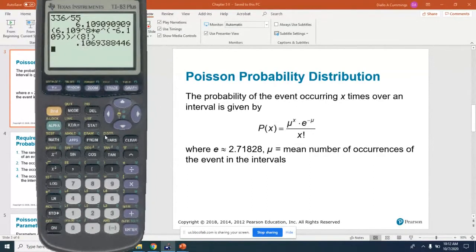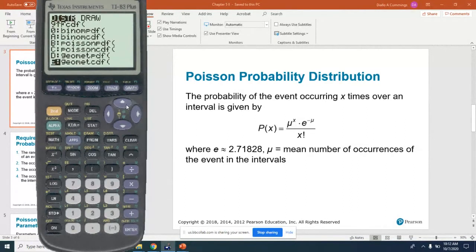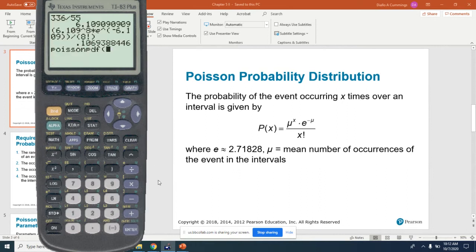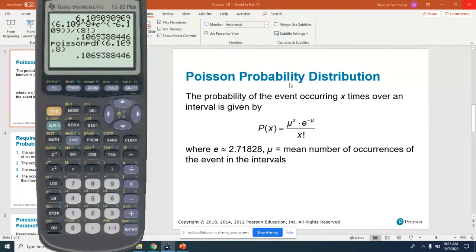So I'm going to go into distribution. So it's second and variables. I'm going to scroll down until I get Poisson PDF. Right, so we're calculating the exact value, so we're using the PDF. I'm going to put in mu, which is 6.19. I'm going to put in comma. I'm going to put in 8. And notice we get the probability 0.1069. Okay, we get exactly the same probability as the formula. So that's equal to 0.1069. All right, so any questions on the Poisson distribution?